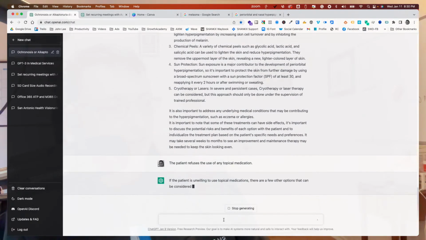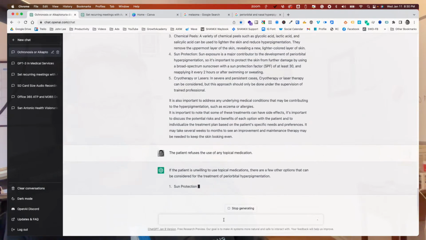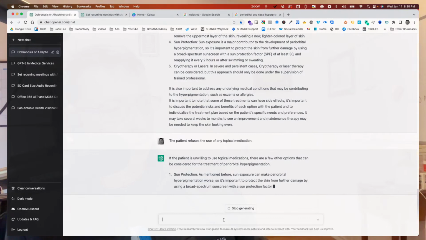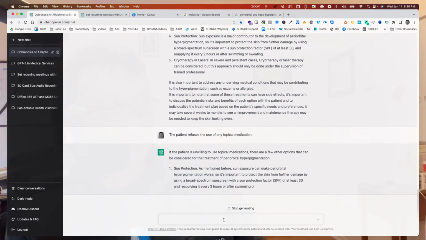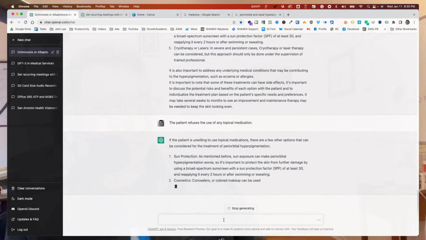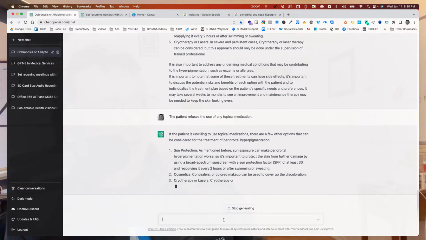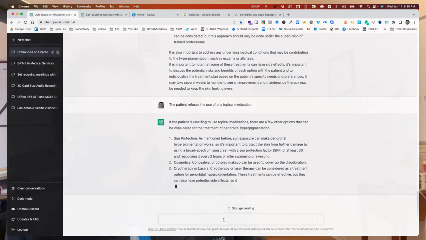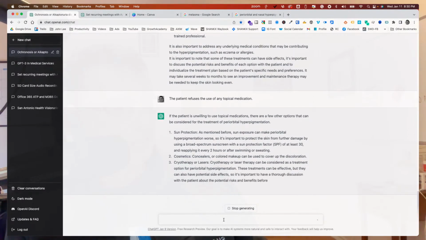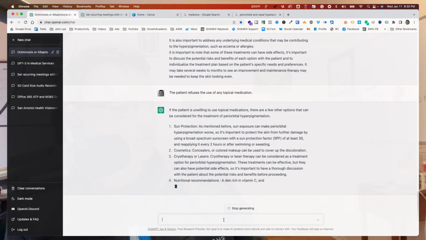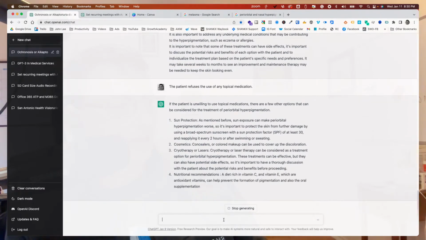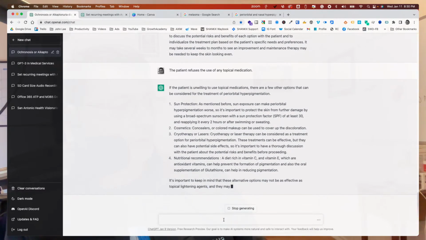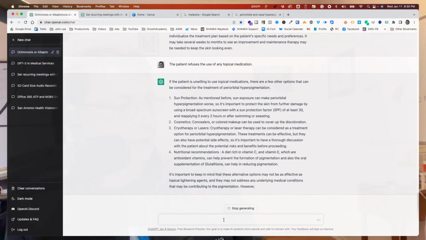If the patient is unwilling to use topical medications, there are a few other options that can be considered for the treatment of periorbital hyperpigmentation. Sun protection being number one, cosmetics, concealers, colored makeup, cryotherapy or lasers. That's interesting. Nutritional recommendations: a diet rich in vitamin C and E, which are antioxidants. All right, okay.